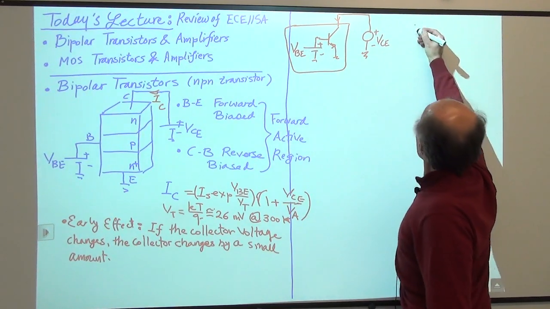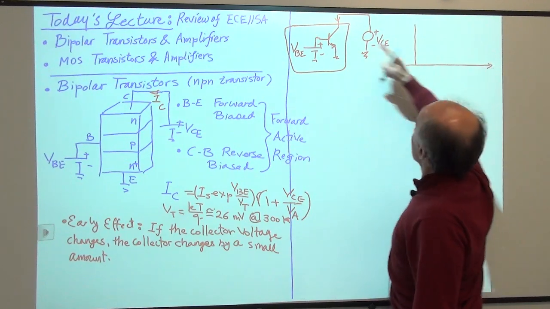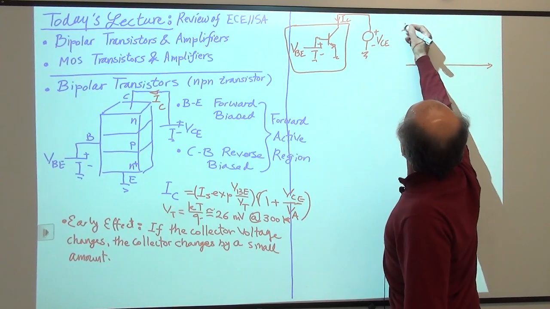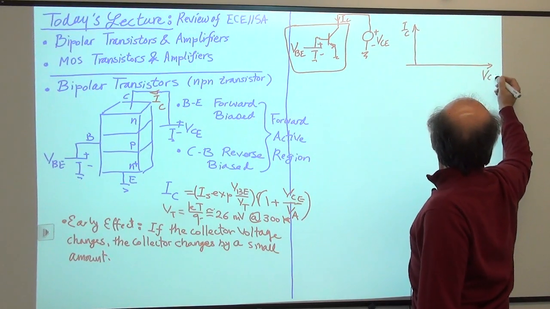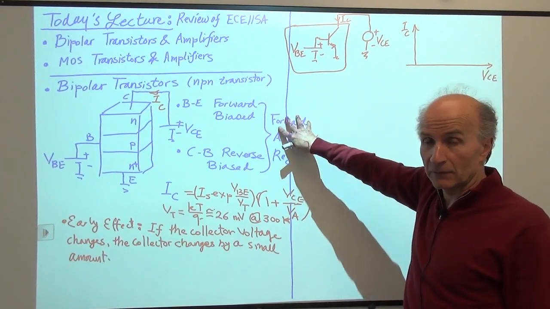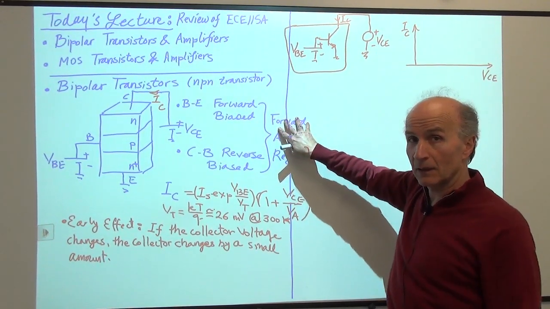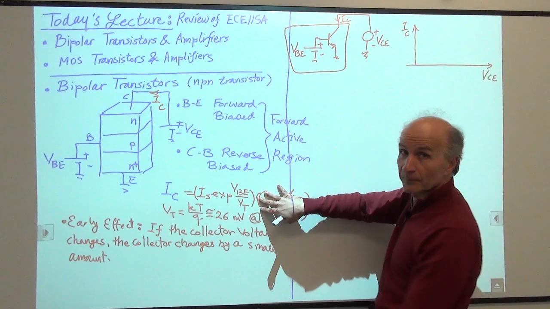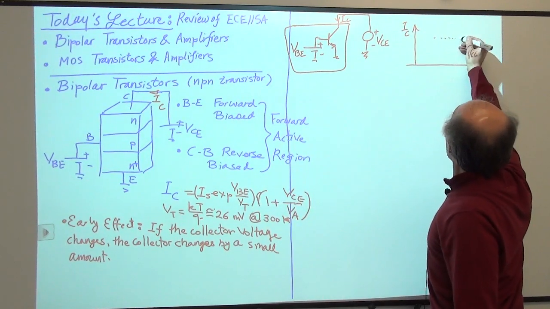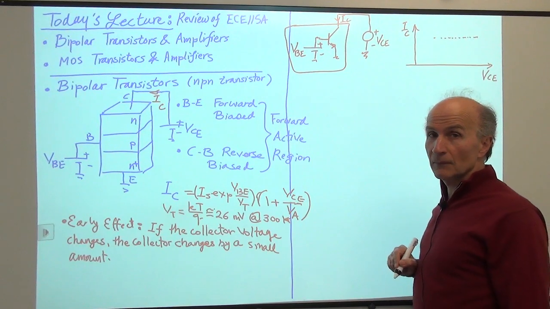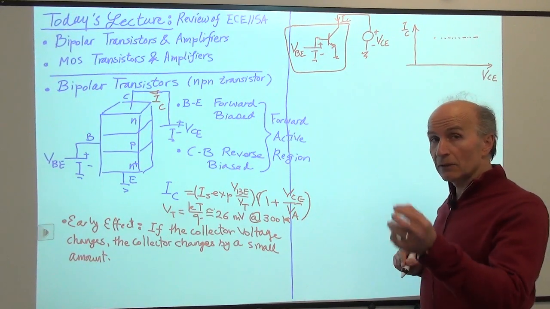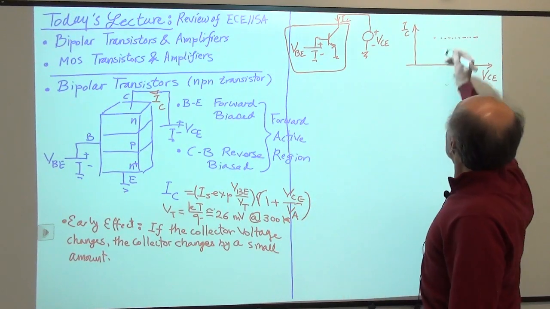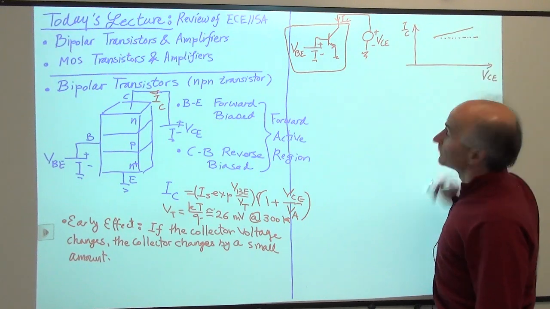So you might remember that if I plot this current IC as a function of this voltage, VCE, and if I am in the forward active region, and if I neglect the early effect, then IC is constant because VBE is constant. So in the forward active region, IC is constant. Okay? Now, if I include the early effect, I see some dependence upon VCE. So as VCE goes up, IC goes up. So the actual plot looks like this.